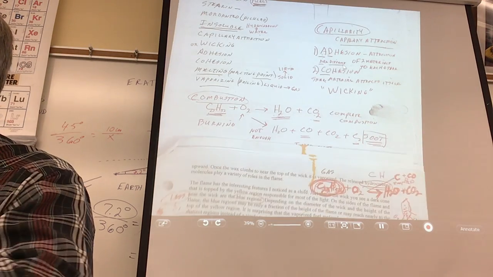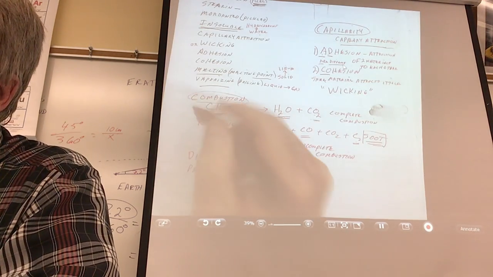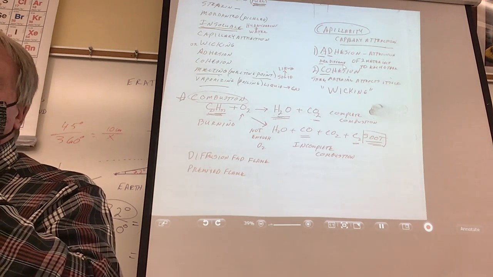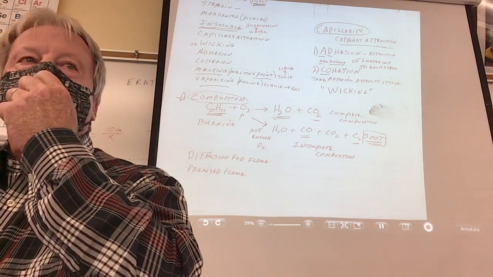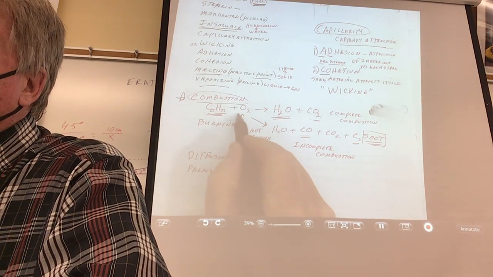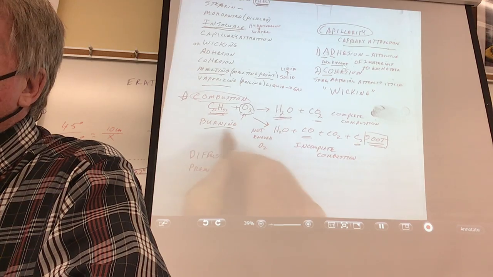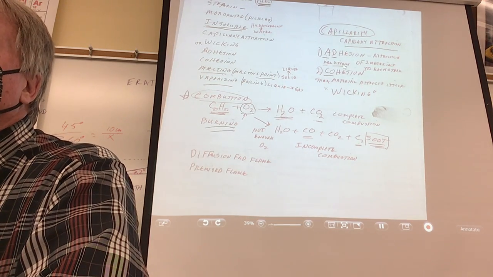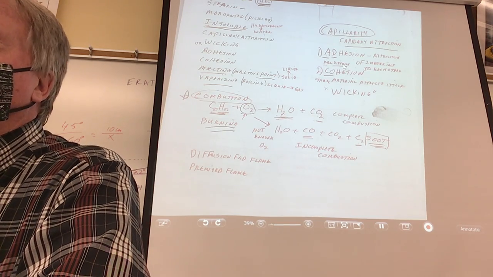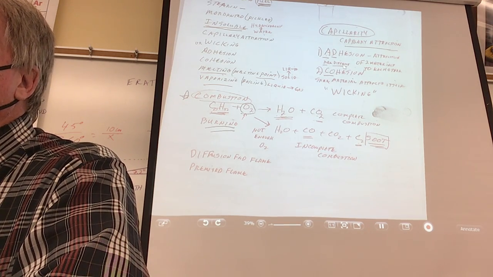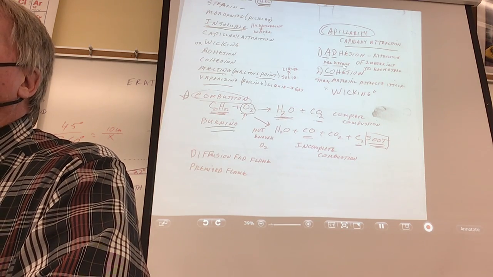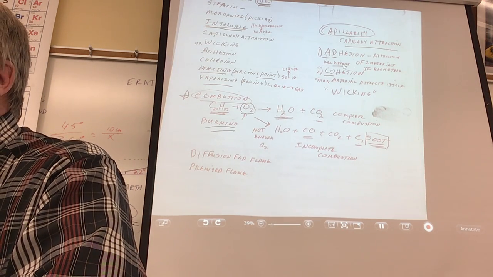So let's talk about that word combustion. So far I've used all these words. Here's a new word for you. We use the word combustion all year. In chemistry, anytime you combine with oxygen, I'm going to use the word burning. If I say burning, you always say chemical reaction, because it means you're chemically reacting with oxygen. Get that? But not all burning is combustion.